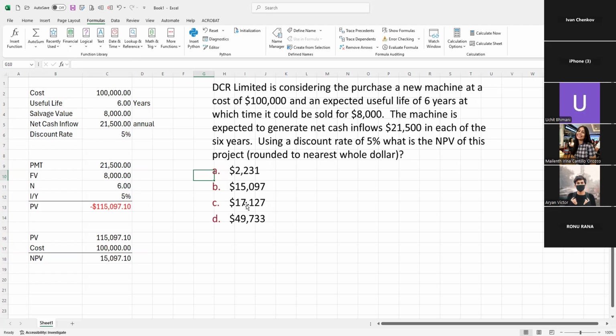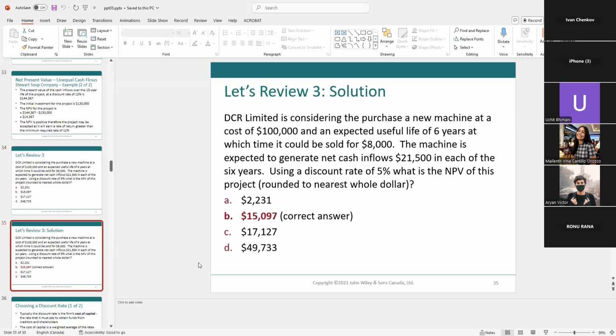Now the good thing for you is I'm going to post this one available in Brightspace so you can use it later if you need it. So I'm going to stop sharing this and go back to the slides. This is how we're getting these answers, an answer of 15,097 using an Excel spreadsheet now.